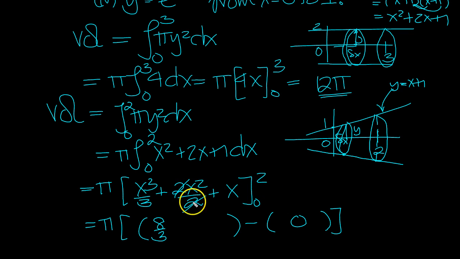Next value is 2 squared, which is 4, plus a 2. So in thirds, this is 12 thirds, this is 6 thirds. So 12 and 6 is 18, and 8 is 26. So it's 26 over 3 pi, or 26 pi over 3. So if you type that in the calculator, you get this come out.